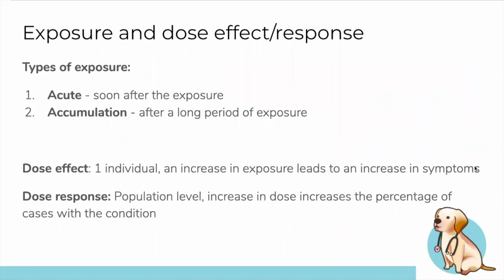Okay, exposure and dose effect / response. So you have different types of exposure. You can have acute exposure. So let's say you're exposed to COVID-19 and then you get COVID. And then you have accumulation. So this would be something like if you smoke for many years, then you increase your risk of lung cancer. And then you have dose effect, which is an increase in exposure leads to an increase in symptoms for one person. And then you can generalize that onto the population level with dose response. So if you increase the dose, you increase the number of people that have this condition.